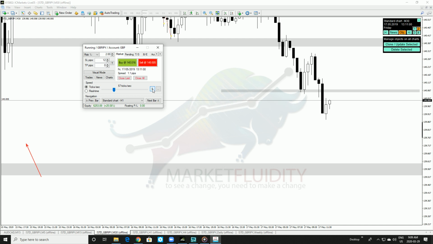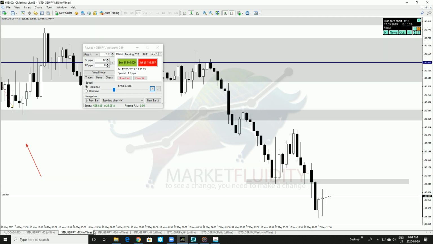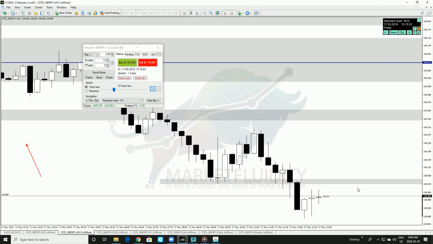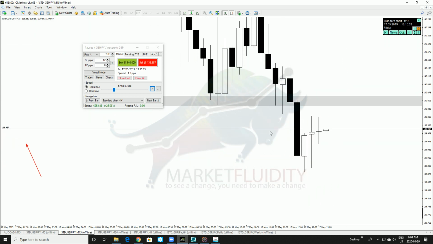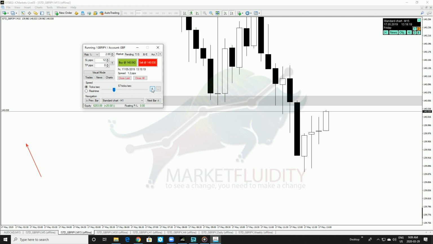So just waiting. 15-minute candle is about to close in 3, 2, 1. 15-minute candle has closed. It has closed a doji candle right here. It's the doji candle close. So we're going to wait for the next 15-minute candle to close. If this one closes bearish, we might have a confirmation to take a sell.